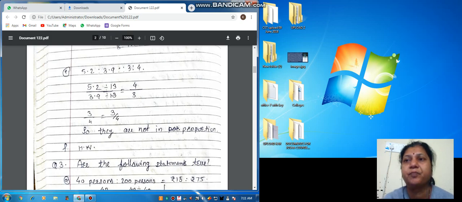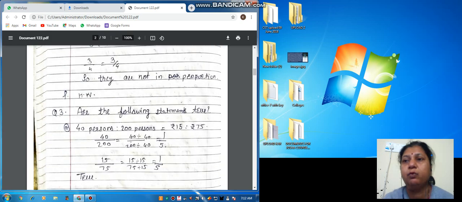Then the second ratio is 3 upon 4. 3 upon 4 cannot be divided except by 1, so we have to write it as it is. Now see here, it is 4 upon 3 and it is 3 upon 4. Are they equal? No, no. So we have to write here that they are not in proportion. That is false. Please write here false. I forgot it. Okay. The F example you have to take as homework.